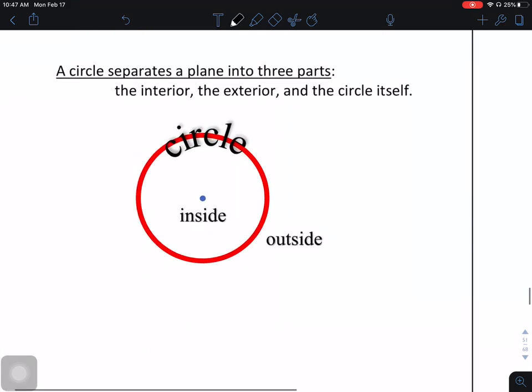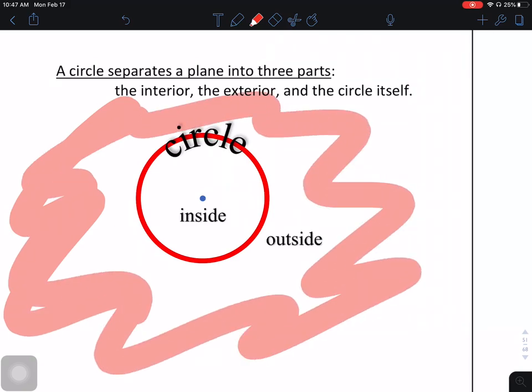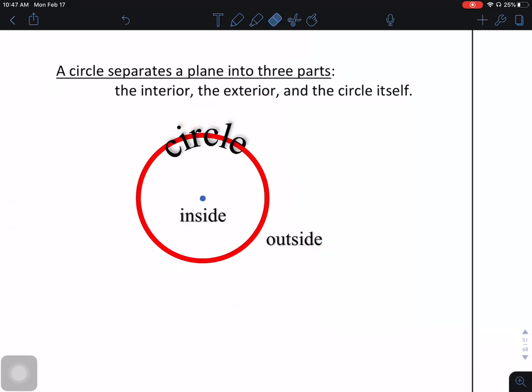A circle separates a plane into three parts. You have the interior, which is the part that I'm shading here. You have the exterior, which is the part that I'm shading here. And then you have the circle itself, which is this red part that you already see here. You have the inside, the outside, and the actual circle.